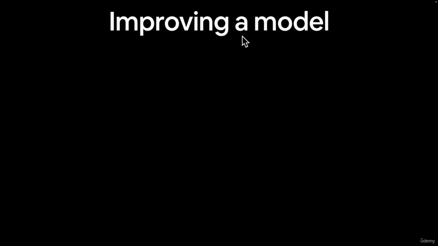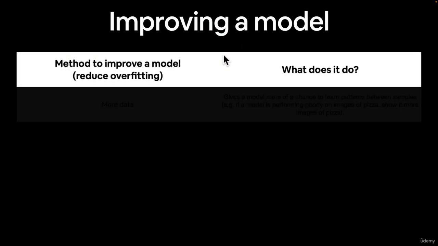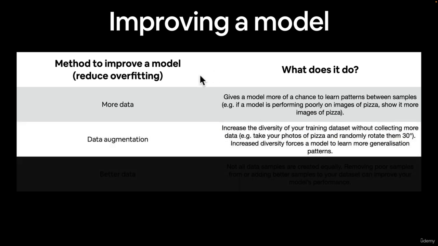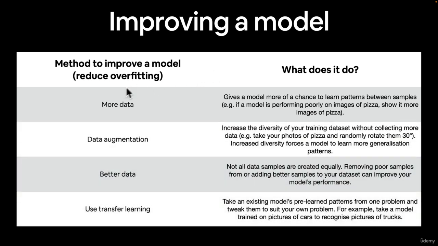Oh, actually, one more. Do you remember our improving our model slide from a few sections ago? I can't remember how far we've come. We've come a long way. So the methods to improve a model, reduce overfitting: we could add more data, we could use data augmentation, we could use better data, or we could use transfer learning. So we could take existing pre-trained or pre-learned patterns from one problem and tweak them to suit our own problem. Now, okay, that's enough. I've spoken too much about why use transfer learning.